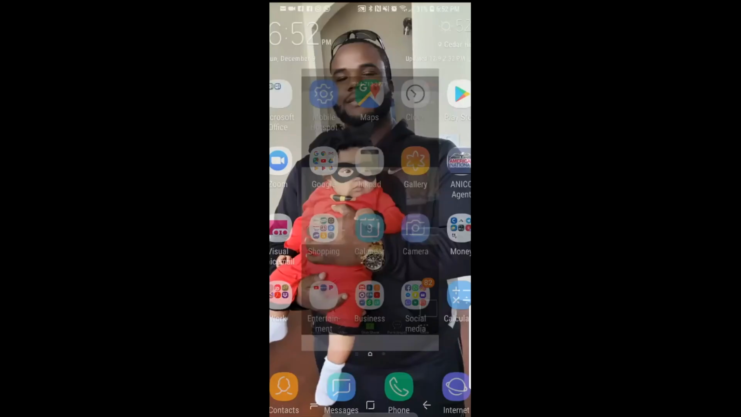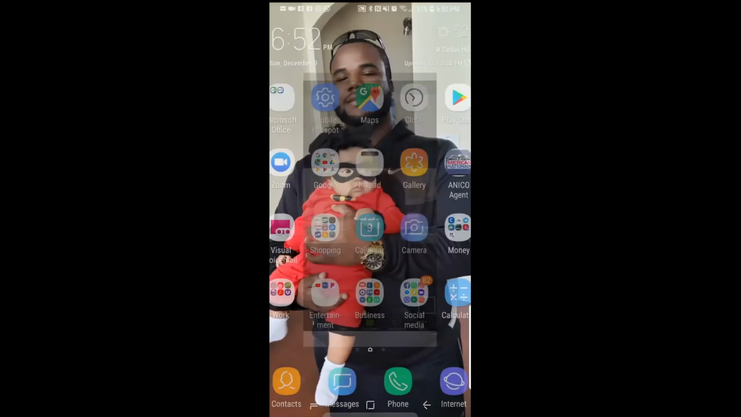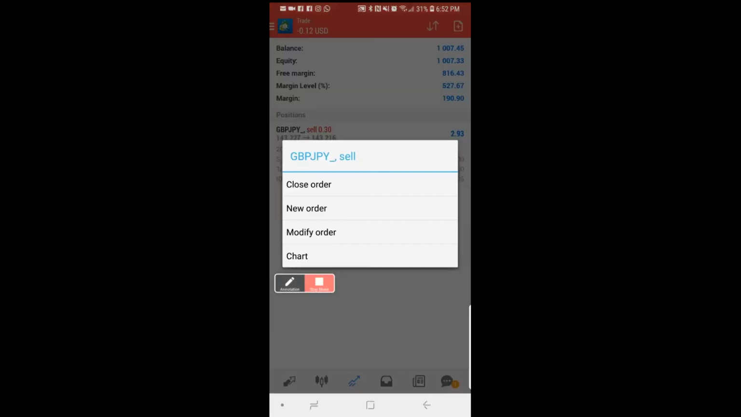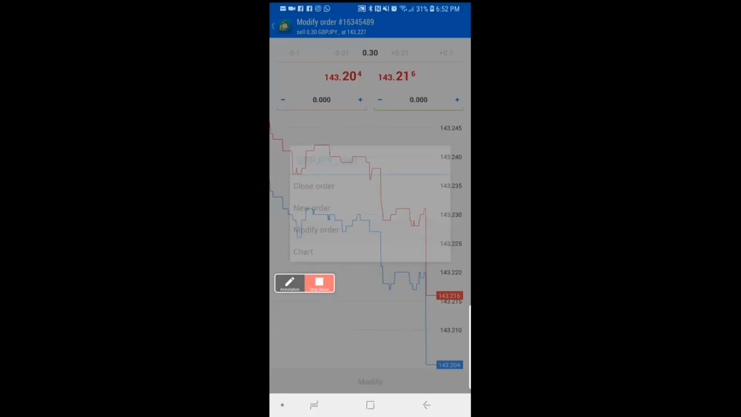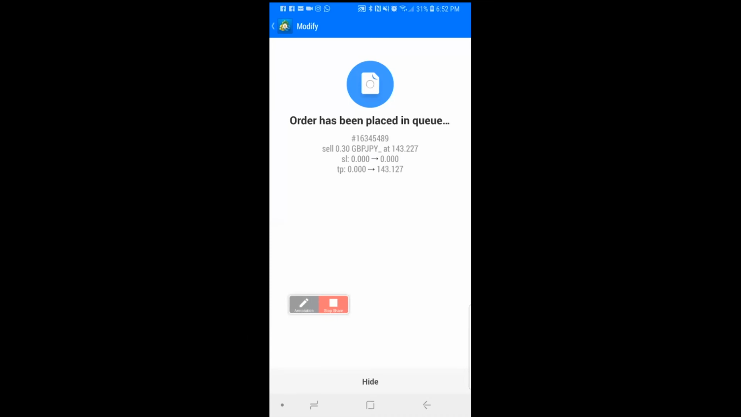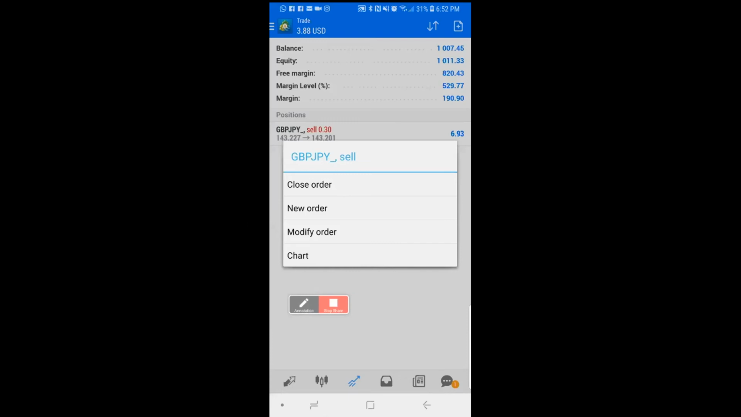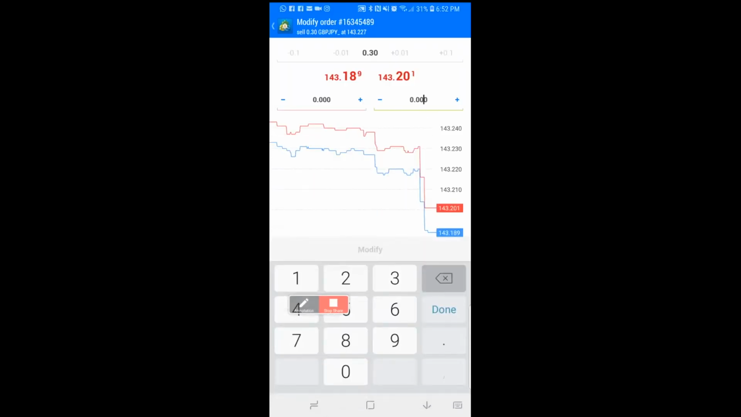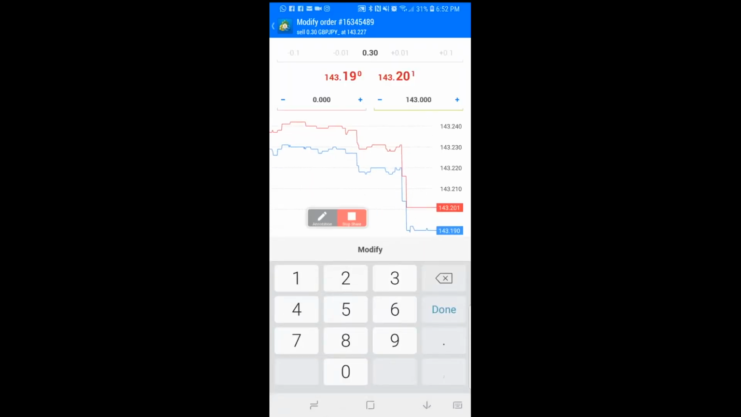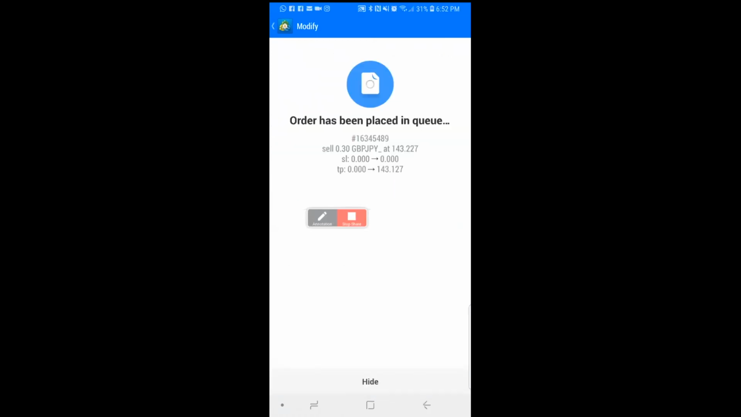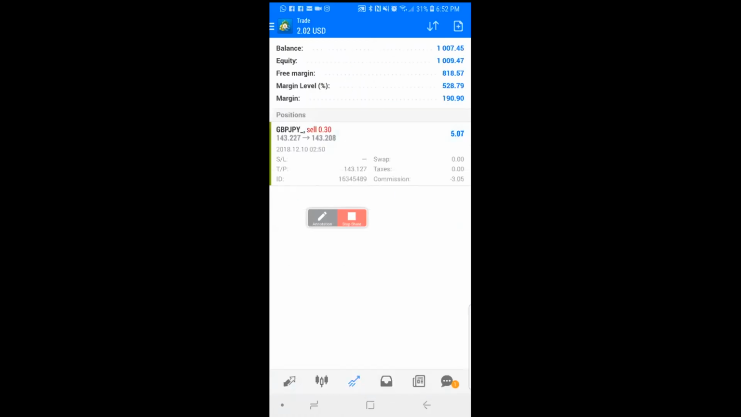All right, so you modify it. It didn't modify, so let me put that back. 143.127, modify it. It's locked in. Where's my connection? All right, so it's locked in.